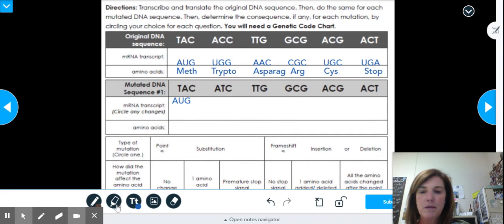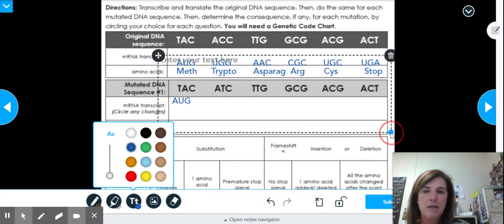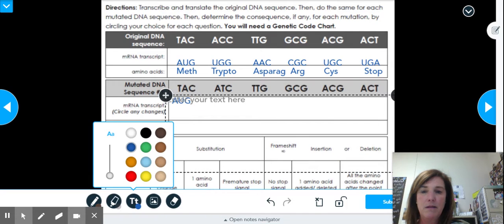Let me move this down so you can see this a little better. Oops, and it disappeared on me. Sorry, guys. Your teacher is not a whiz at this at all.